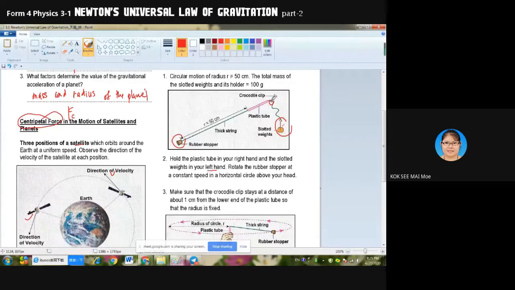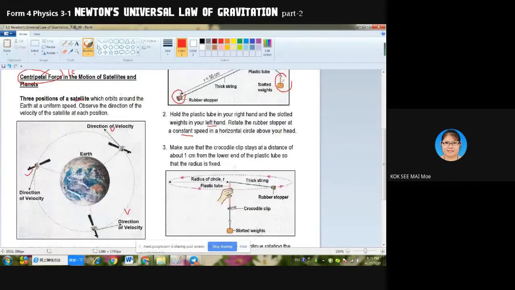Now you hold tight, then you rotate. That means you hold the thing just like you want to swing something. You rotate the rubber stopper at a constant speed. So the situation is like this. You rotate. When you rotate and make one circle, you make one orbit. That means the satellite is moving around the Earth.